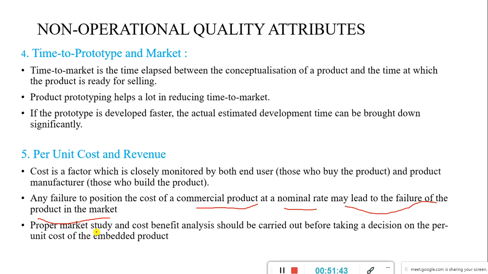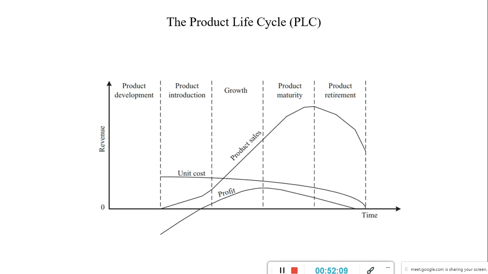Because the company may be compromised on the quality issue. That's where proper market study and cost-benefit analysis must be carried out before taking the decision about per unit cost. Whenever I want to release to the market, I should analyze what my equivalent competitor is doing and how he is able to get benefit out of it, then at what price I should release my product.